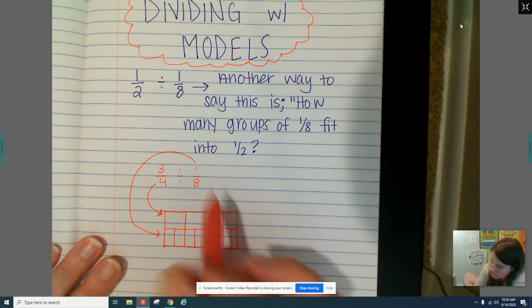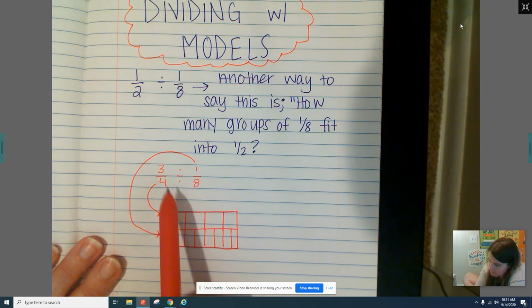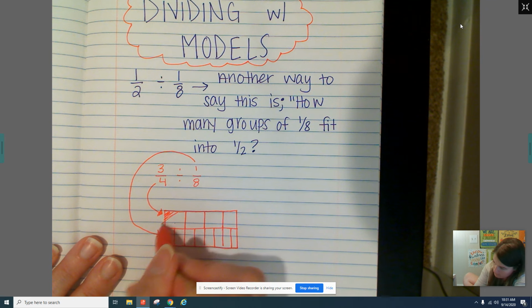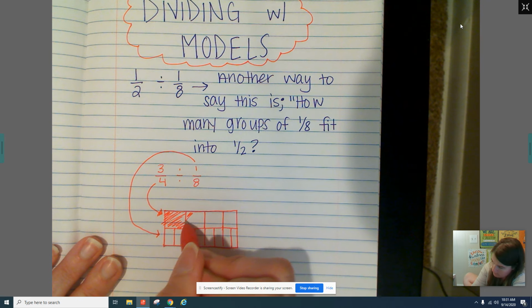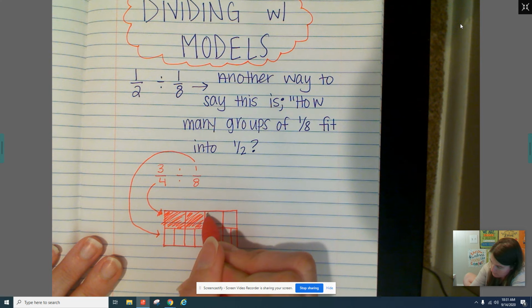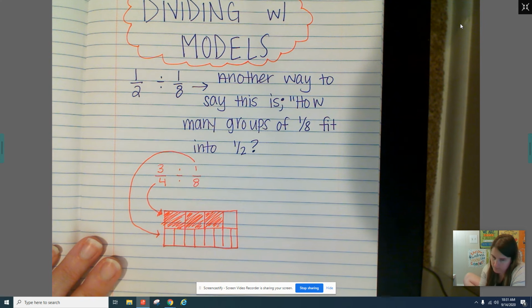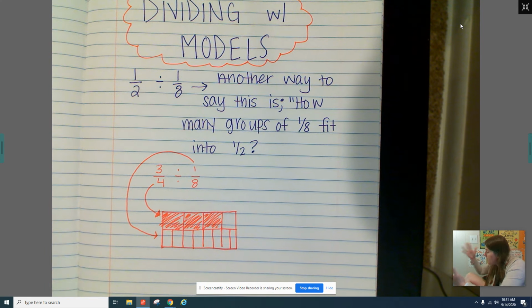Okay, so I tell kids, shade the top box with 3/4. So here's 1/4, 2/4, 3/4. All right. Now, how many of the 1/8 fit into the 3/4?